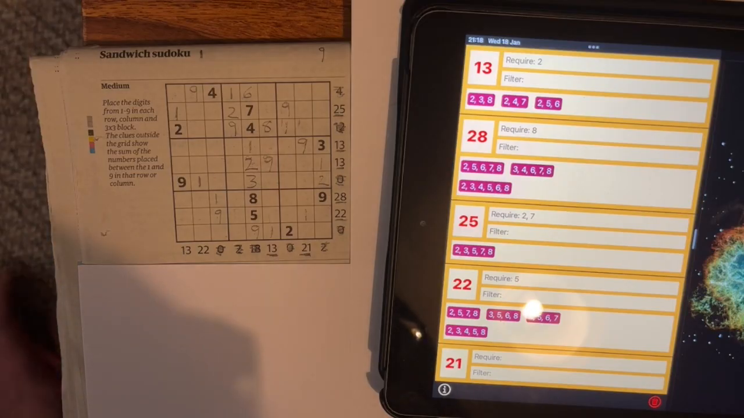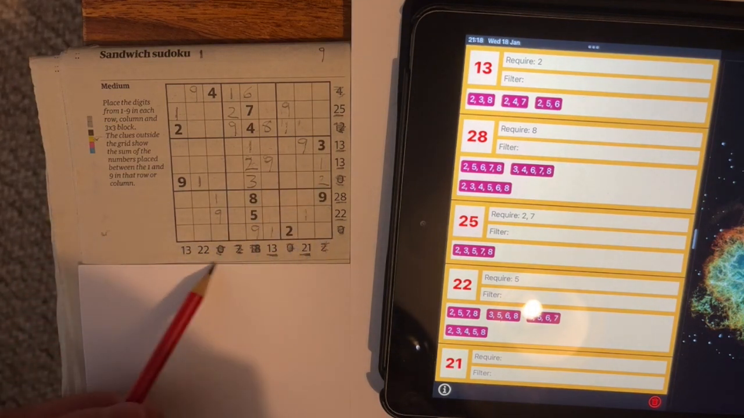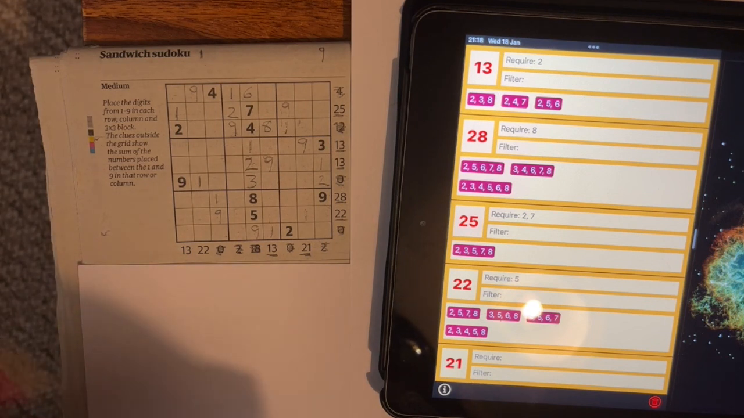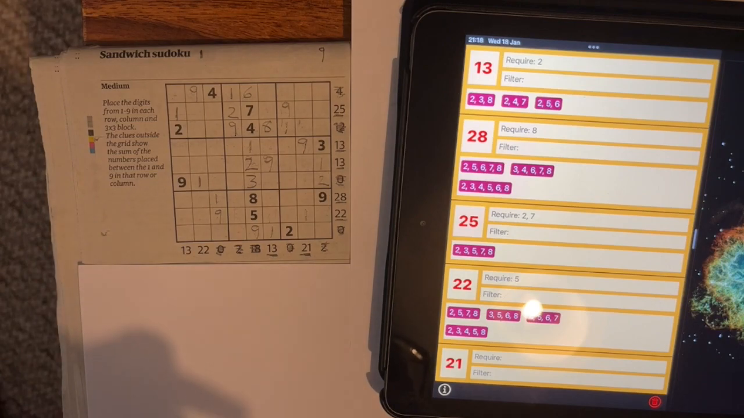Hello, welcome to part 2. So I've had a little think, and the great thing about the Sandwich Sudoku is you can switch. Before we were doing all of the sandwich bits and trying to find the 1s and the 9s, which we did. But the normal Sudoku rules still apply, so we can switch back to solving it that way and ignoring these numbers.